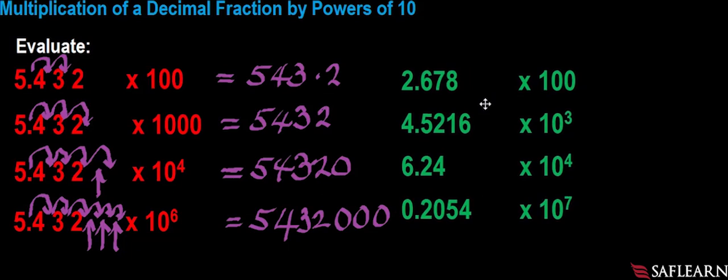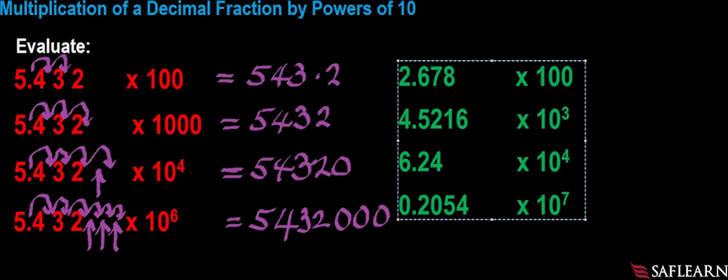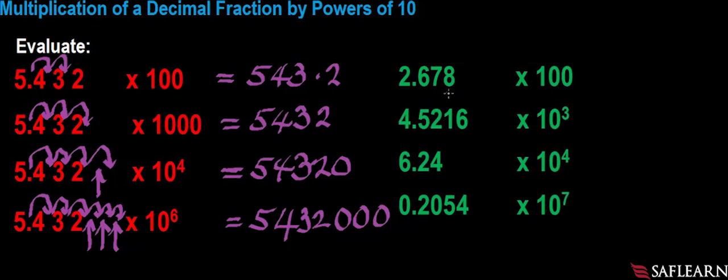Now take a look at this very closely. We have 2.678 times 100. Again, what we need to do is simply move the decimal point how many spaces? That's 2 spaces to the right. So from here we'll move 1, 2. Okay, and so our decimal point will now be between 7 and 8. So this should be 2, 6, 7.8.